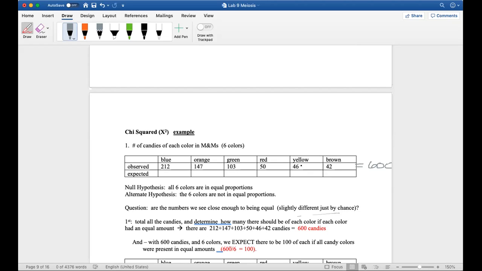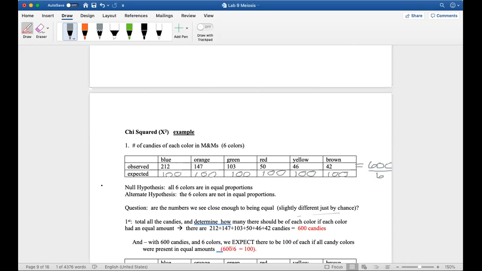And if there were equal amounts of all of these, you would do 600 divided by 6, wouldn't you? Because there's 6 different colors. And that would give you your expected number that you would see if our hypothesis that these are all equal is true. All right. Well, now let's look at what we really got. We got numbers very different from what we expected to happen.